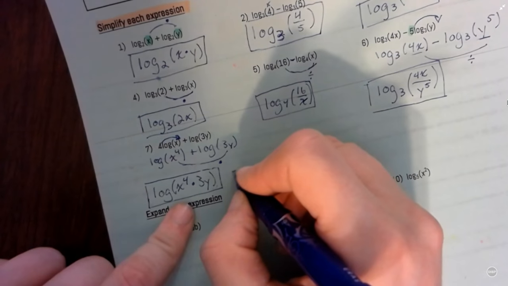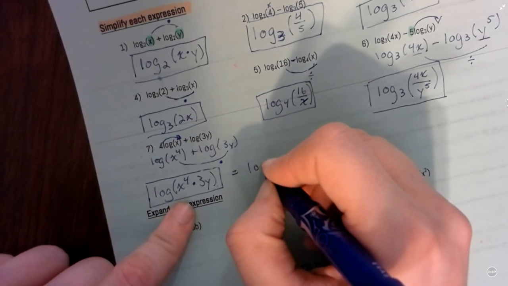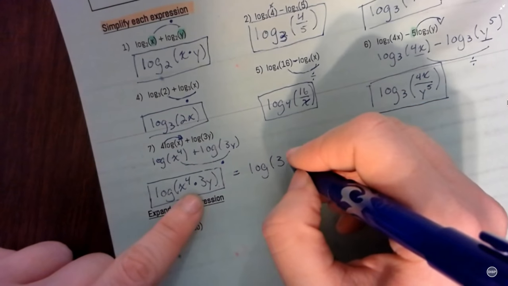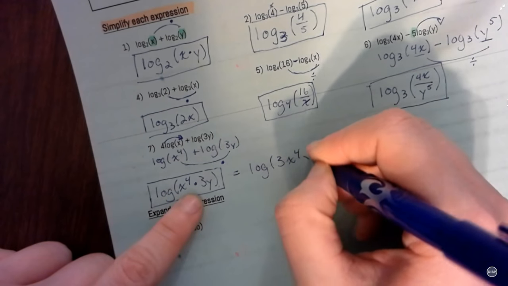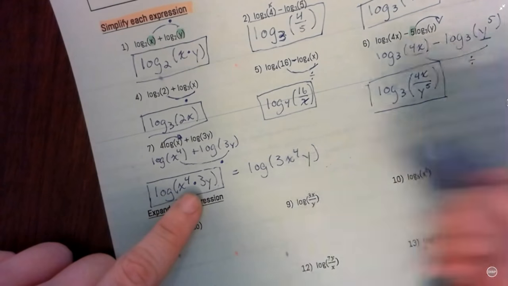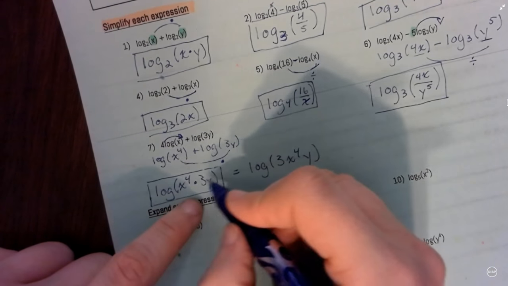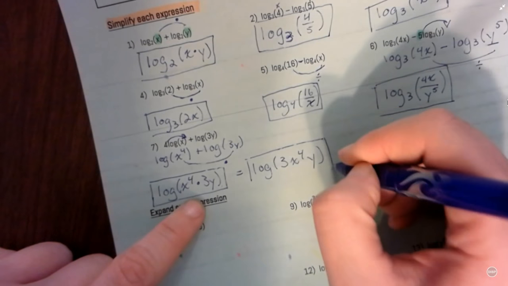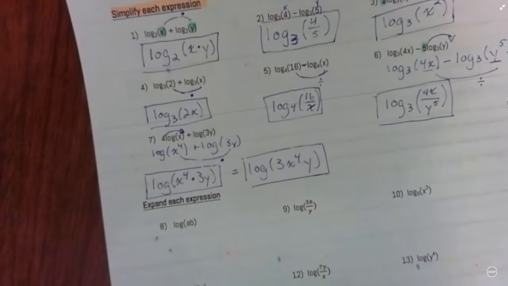And some people will like to simplify that even more by putting it in this order. It doesn't really matter. You're usually going to see it written like this, with the numbers first, then x and y, because it's alphabetical that way, but it has the same value, so it's fine either way.